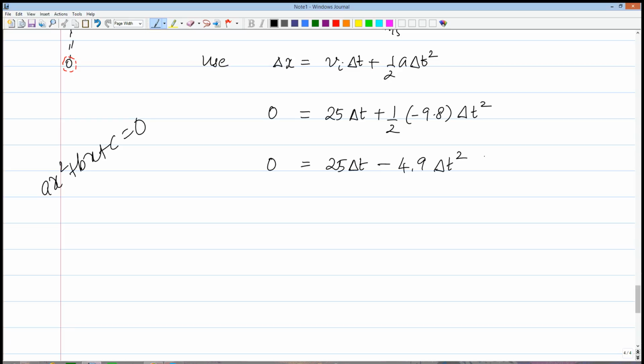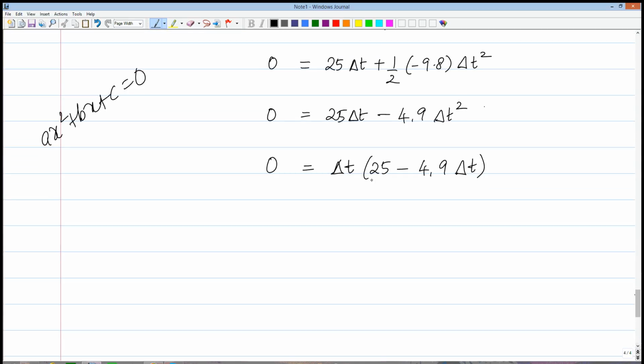In this case, the constant term is missing, and so the best approach would be to simply factor out the time. So we can do delta t times (25 minus 4.9 delta t). Now we see that we have a product of two quantities that is equal to 0, and then at least one of them has to be equal to 0. So either delta t is equal to 0 or 25 minus 4.9 delta t equals 0.